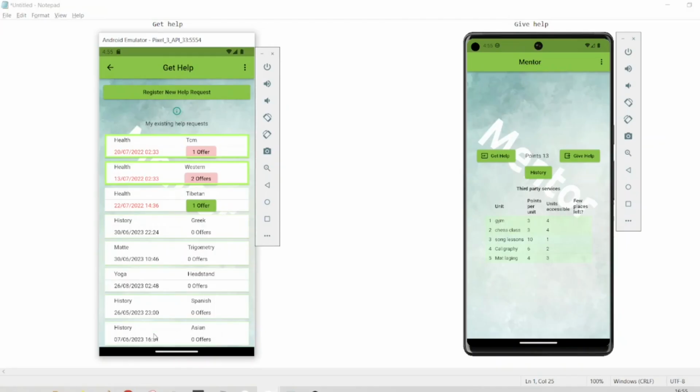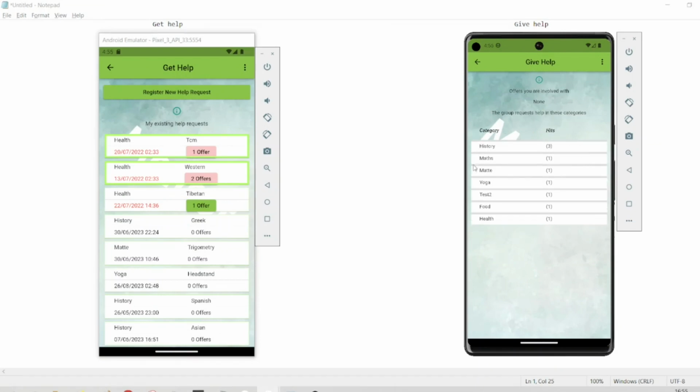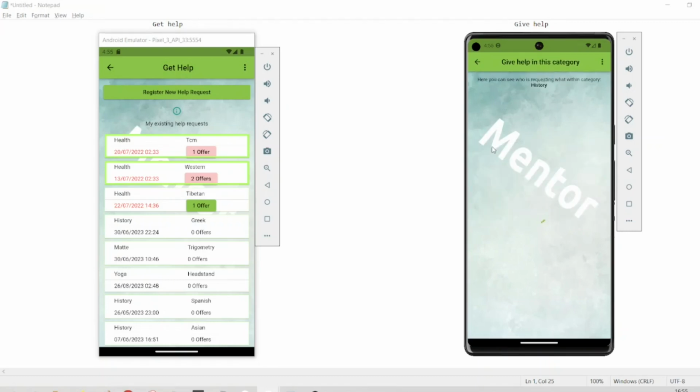On the right we now see the mobile phone of a person who wants to offer help. Let's say this person is very good at Asian history and wants to offer their help to earn more points. We press the Give Help button, and here we see requests made by other people in the group. We see that within the category History, there are several people who have made requests. Since we know a lot about Asian history, we click here. And here we see something where we can help.